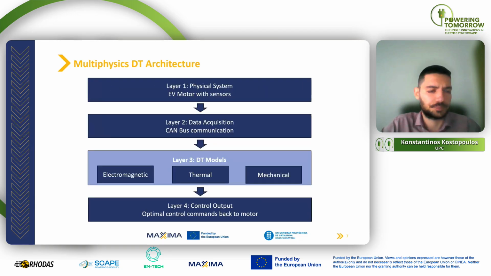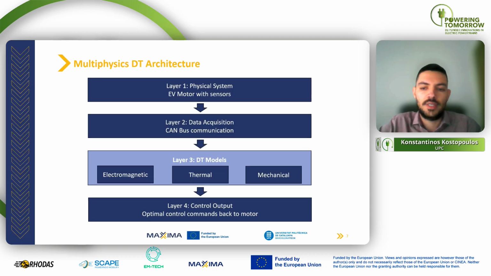And here we can see the four layers that we have for the multi-physics digital twin. So the first layer is the physical system, and this is the foundation, let's say. We have the electric motor with the embedded sensors, and here we can monitor the AC currents, for example, and the motor speed. And then we have the second layer, which is the data acquisition.